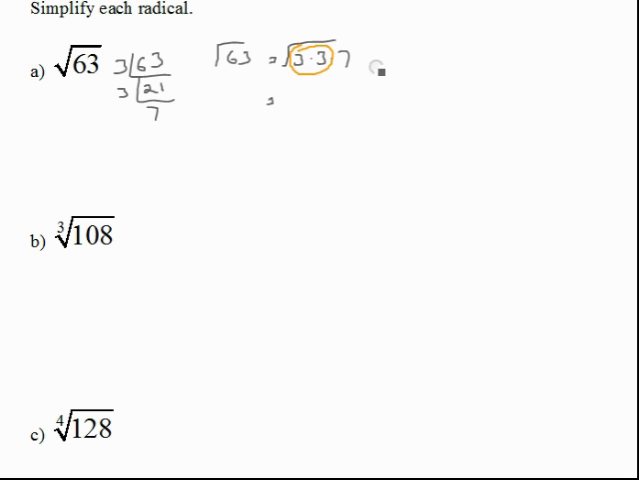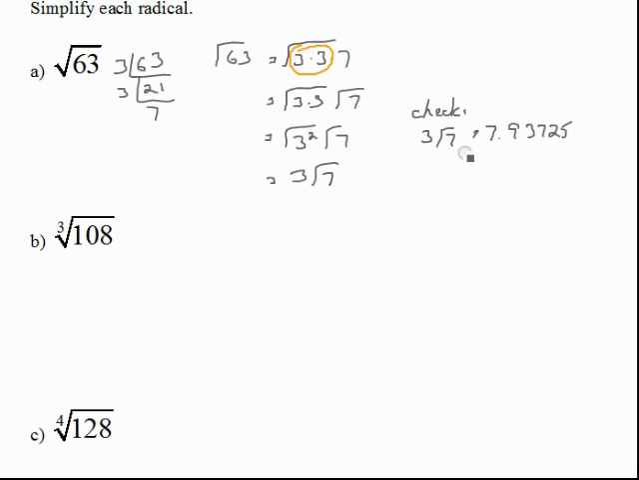So this equals the square root of 3 times 3 times the square root of 7, which is the square root of 3 squared times the square root of 7, and we know that the square root of 3 squared is always 3. Root 7. That's our answer. And we should check this on the calculator, because we can. This is easy to check. So 3 root 7 on my calculator is 7.93725. Can you please check that on yours? And root 63 is 7.93725. Same thing. Yay! That means we're right.